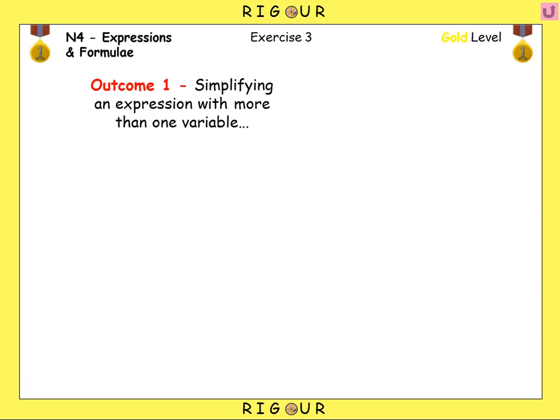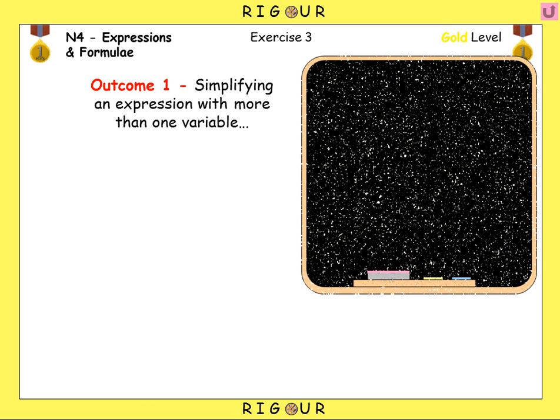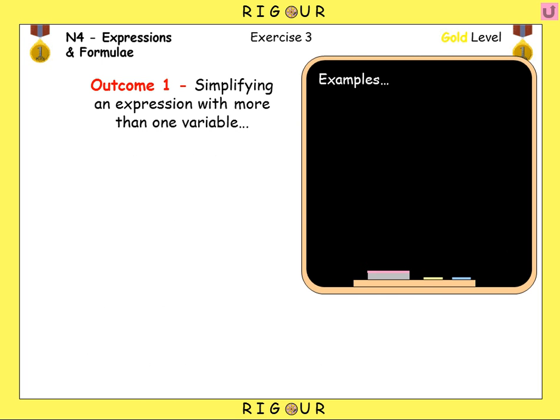So our first outcome, we're simplifying an expression, or as we like to call it, gathering like terms. So we've got a squared plus 5 plus 4a squared plus 2. So we'll do the a squareds first of all. So we have a squared add 4a squared, gives us 5a squared. And we've got plus 5 plus 2, which gives us plus 7.